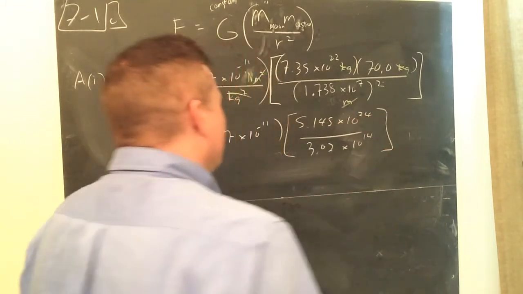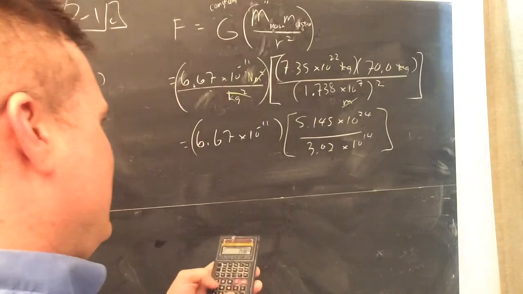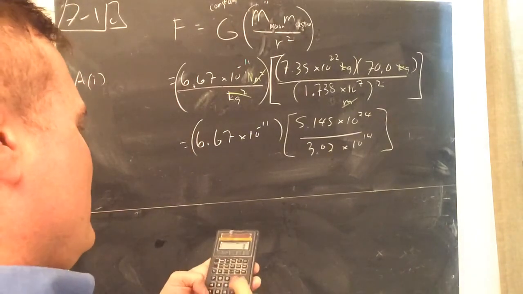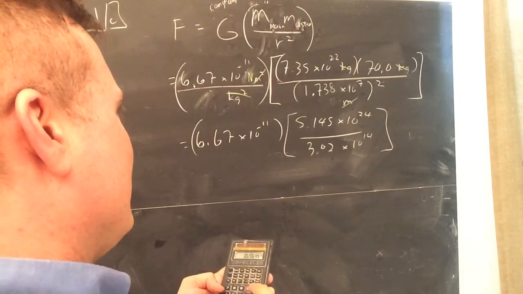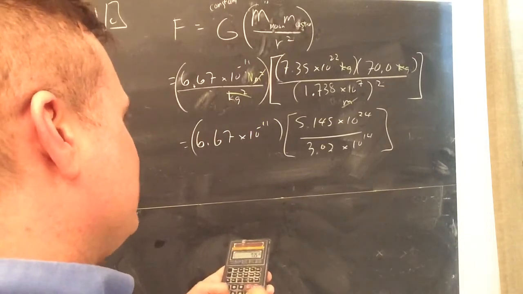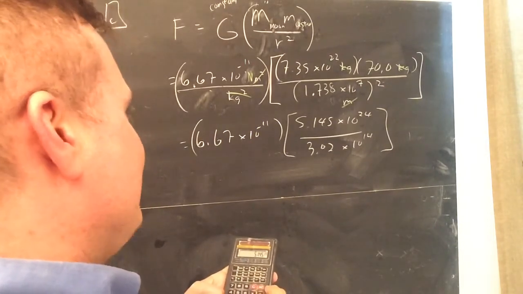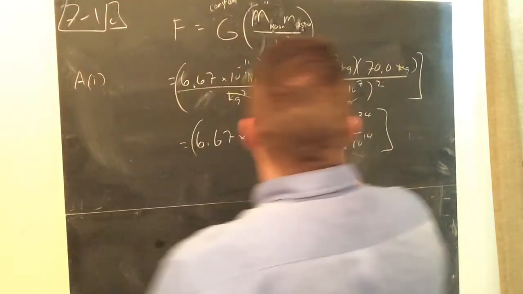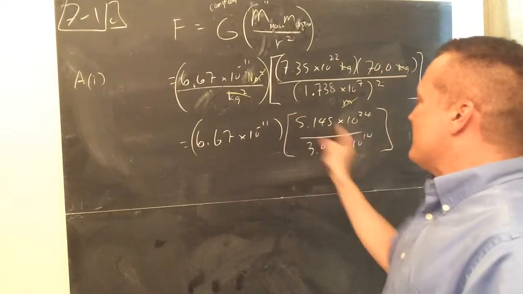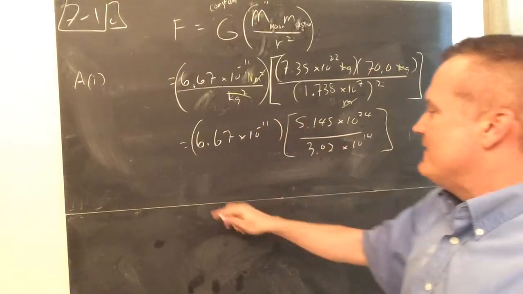Okay, now let me just really quick, 1.738 10 to the 14th. No, 1.738 10 to the 7th squared is 3.03 10 to the 14th. Yes, 7.35 10 to the 22nd times 70 is 5.145 10 to the 24th. Yes, I can make it 3 sig figs because of that. But then, okay, now I'm going to multiply that times that, divide by that, and that will be my answer.